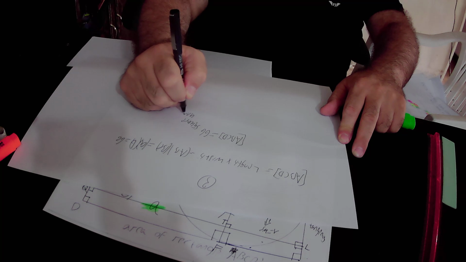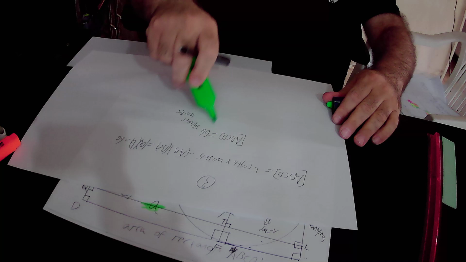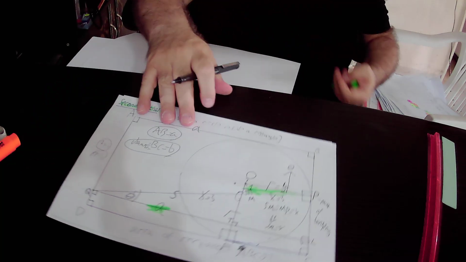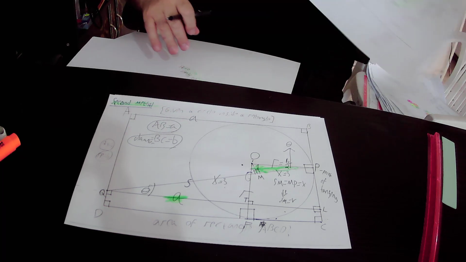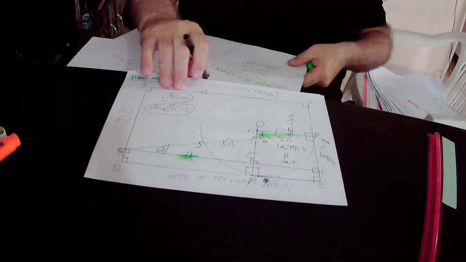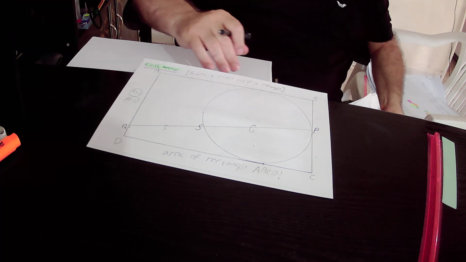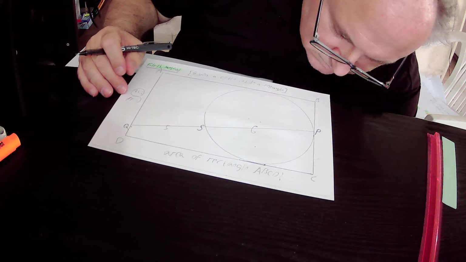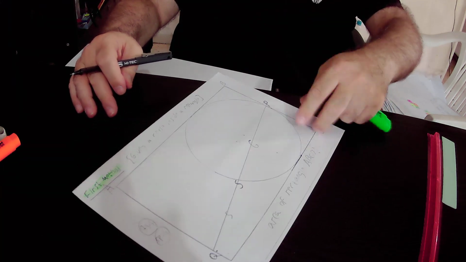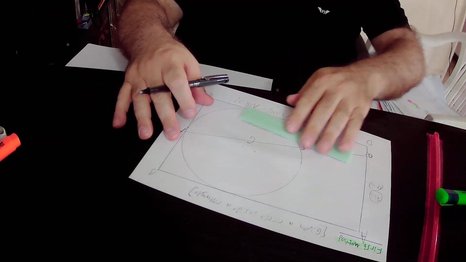Okay, so we finished with the first method. In the next step I present to you how to find the area of this rectangle ABCD according to the second method. In the second method, we define the center of the circle as point O.